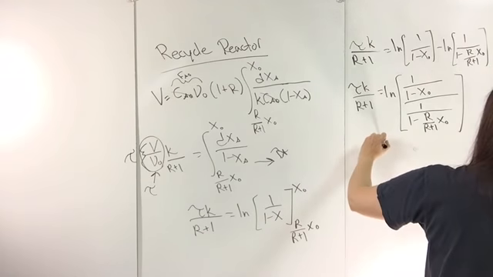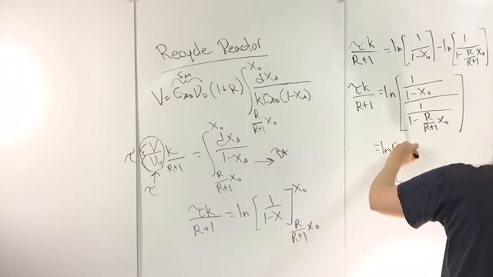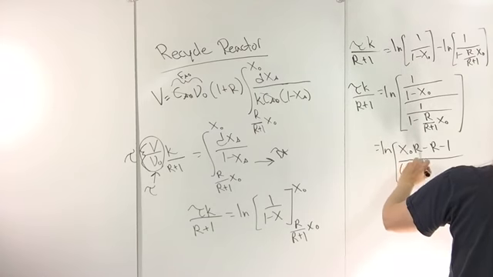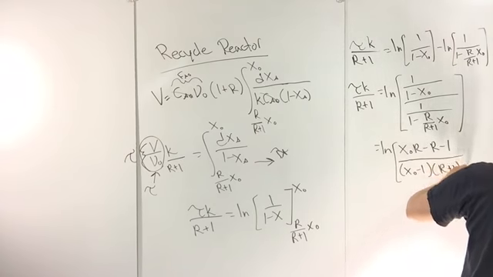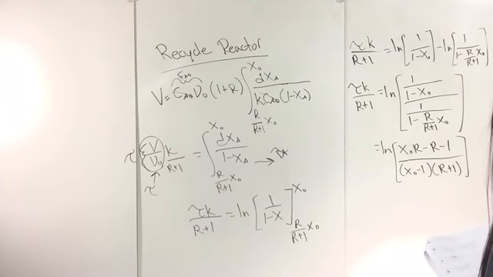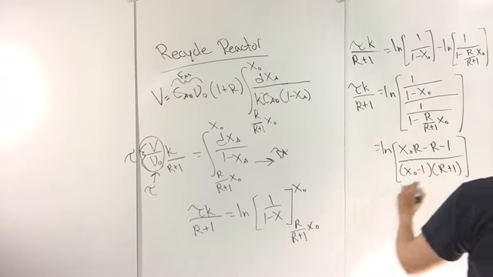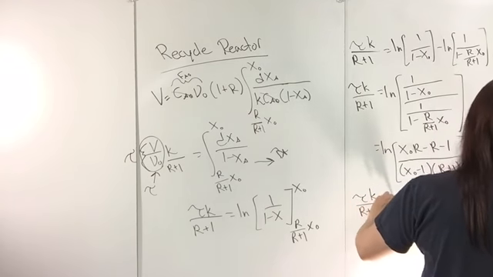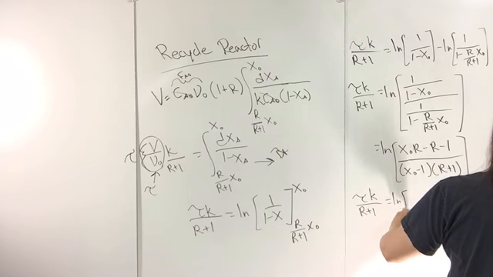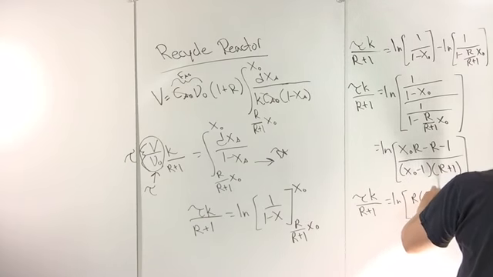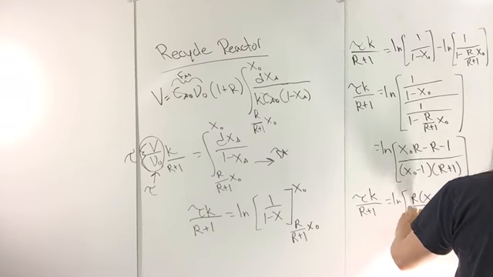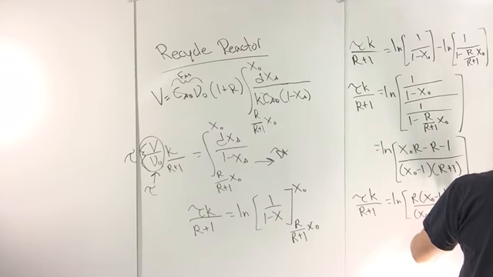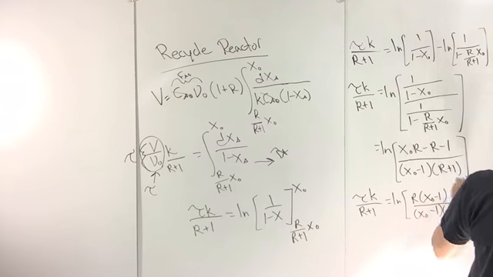So then this is equal to the natural log of X_0 R minus 1 ... X_0 minus 1 ... R + 1. Just pulling the R out so this looks a little better, tau k over R + 1 is equal to the natural log of R X_0 − 1 over X_0 − 1 over R + 1.